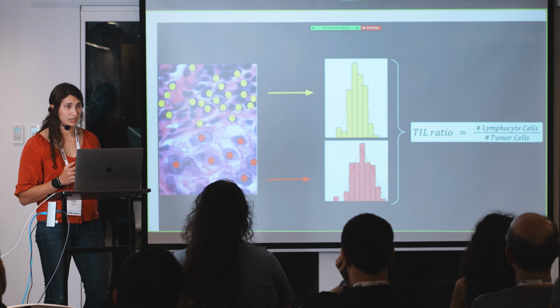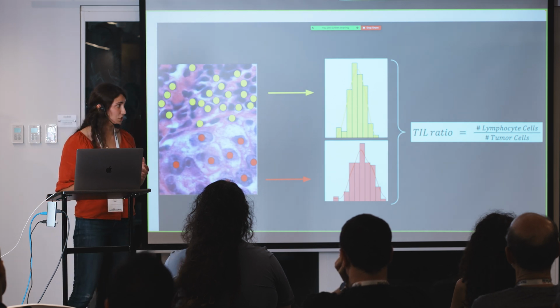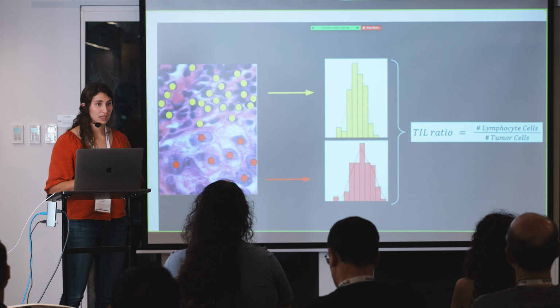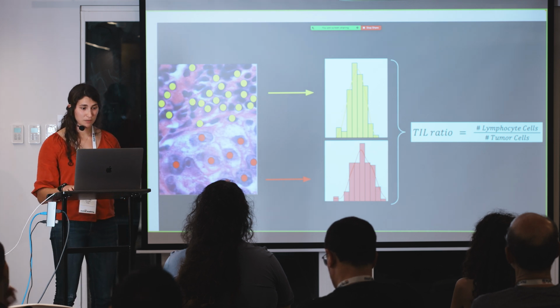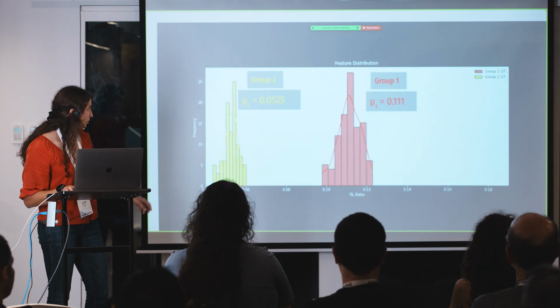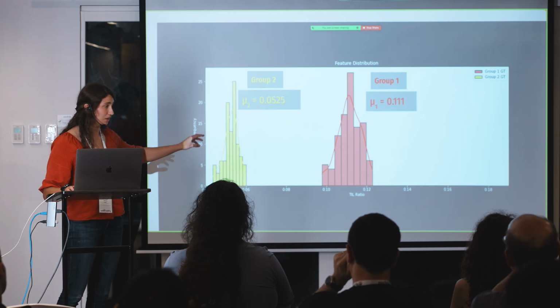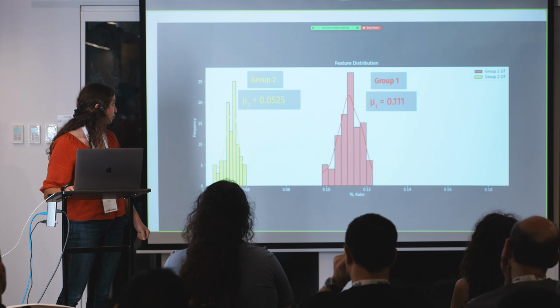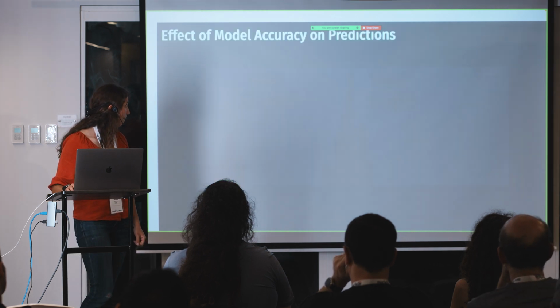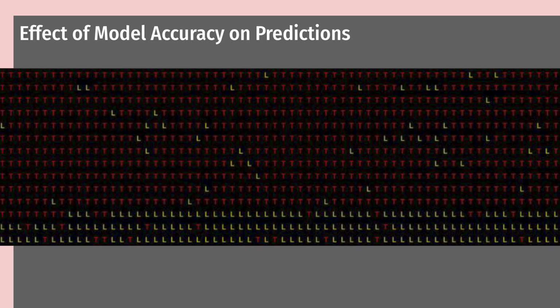We can look at a feature that is used in pathology today, the TIL ratio, the ratio between the number of lymphocytes in your tumor area and the number of tumor cells. And we can use this as our feature to model this problem. If we calculate our feature, we see that this is a great feature to separate between our groups. Group 1 has a high ratio of immune infiltration, and group 2 has a lower ratio, meaning group 1 has far more immune cells, almost double the amount of immune cells as group 2 does in the tumor area. Now, this is on ground truth data.